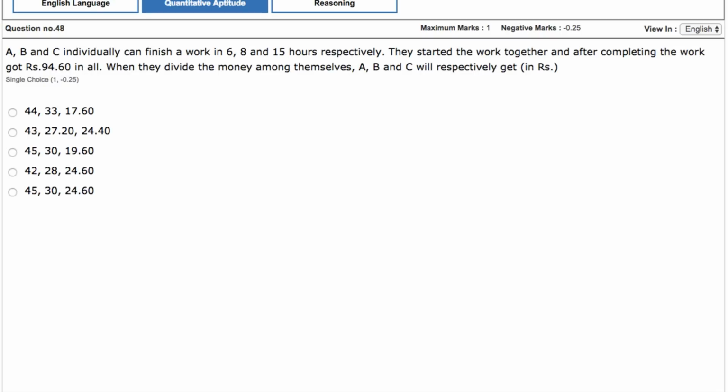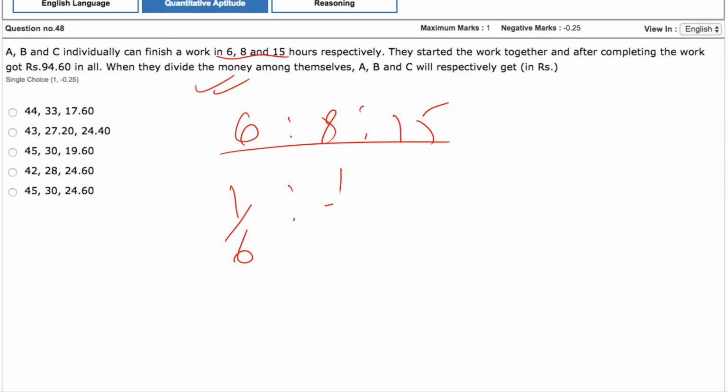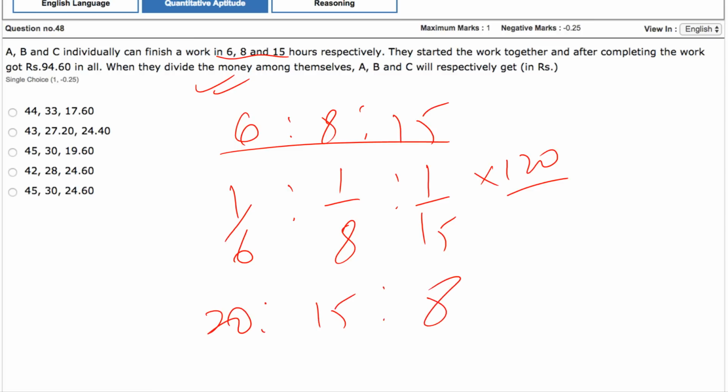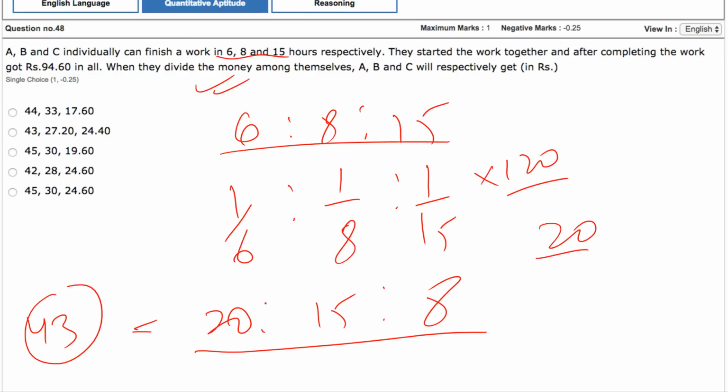Look at this question. This is finishing work in 6, 8, 15 days. Then the money which will be divided is not in the time you finish, but in the efficiency, which is opposite of this, right? Inversely proportional to this. This is what should have been. Multiply by 120, which is their LCM. So you will get 20:15:8, right? And adding this, you get 43. All right. So all the money which is now divided will be what? 20 divided by 43 into this number. Whatever this number is, 94.60.